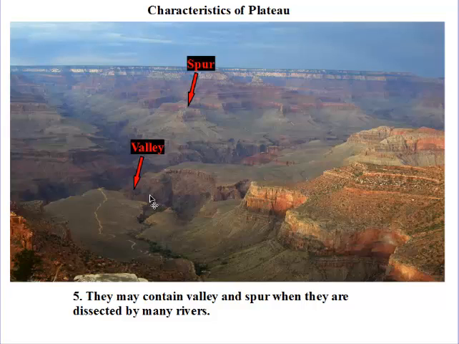Sometimes there are depressions, and when the depression has a U shape or a V shape, it is known as a valley. And sometimes there are minor uplands on the plateau, and such minor uplands are known as spurs. So the difference between a spur and a valley is that a spur is a minor upland and a valley is a depression with a V shape or U shape.